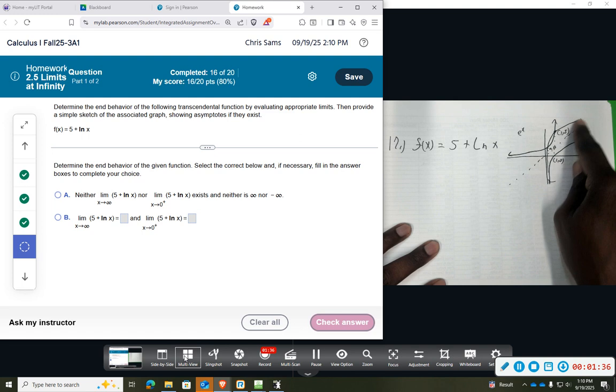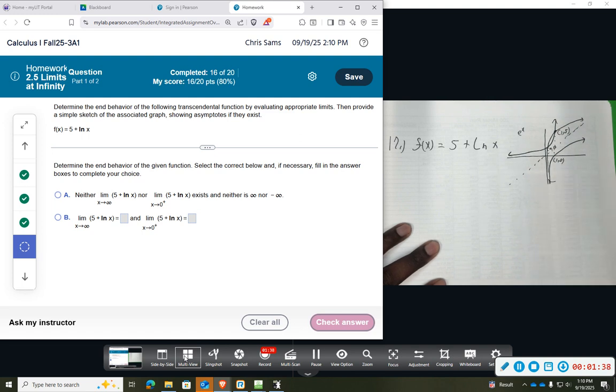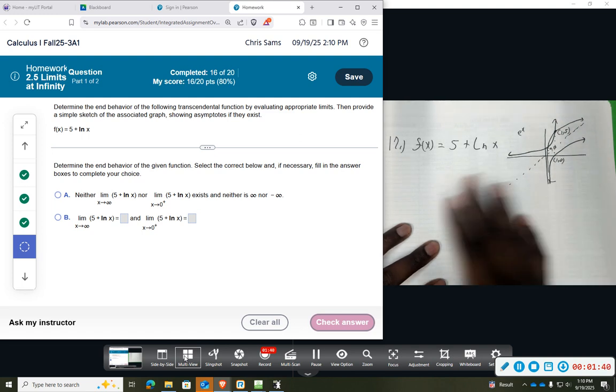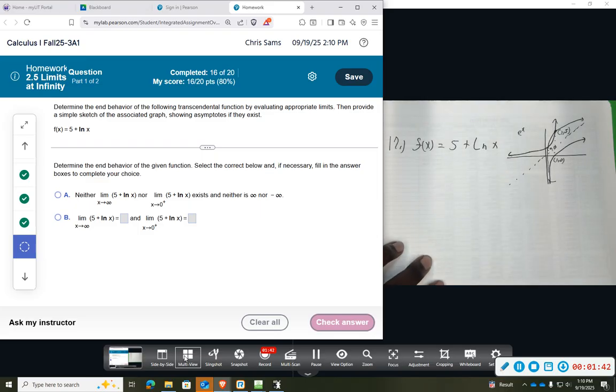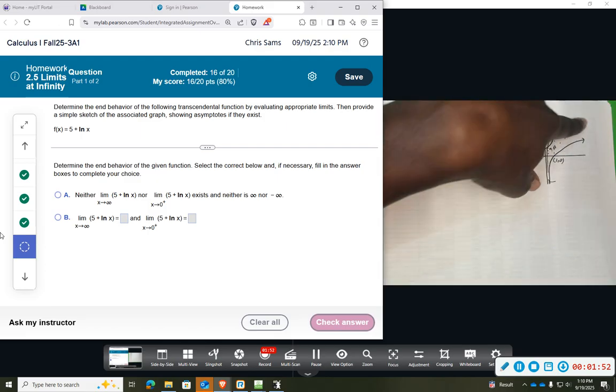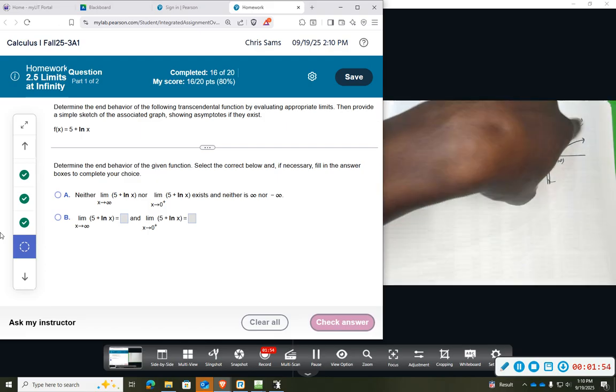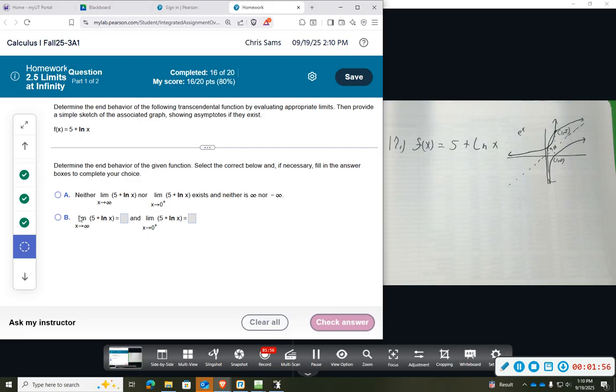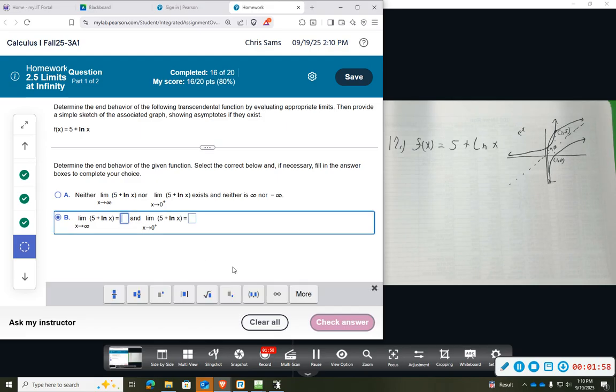So from this just general shape, from what we know about parent functions and transformations, just shifting, we can determine the limit from the graph. So as x goes to positive infinity, this graph is going to be going toward positive infinity. It's tapering off, but it's going to continue to increase the further we go. So we would say it's going toward positive infinity.